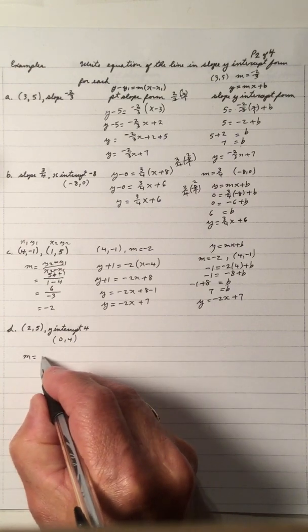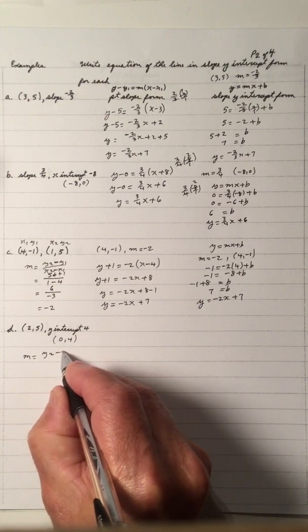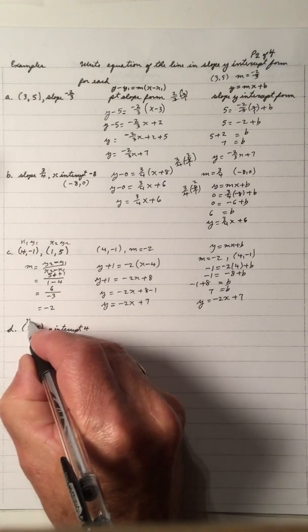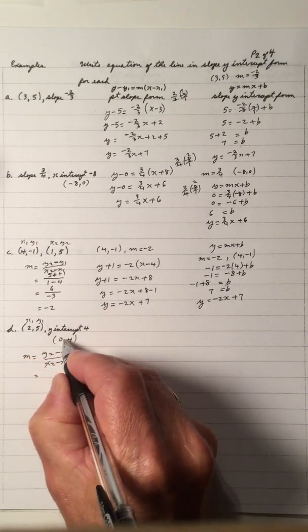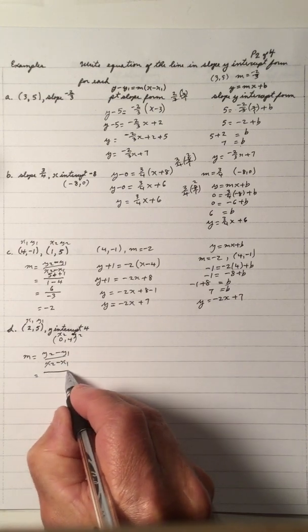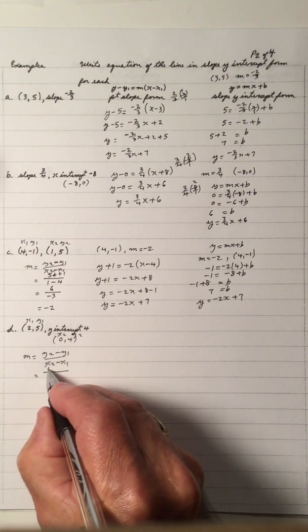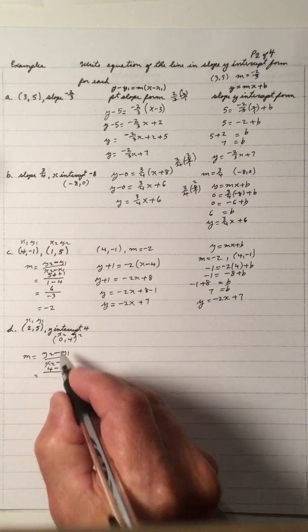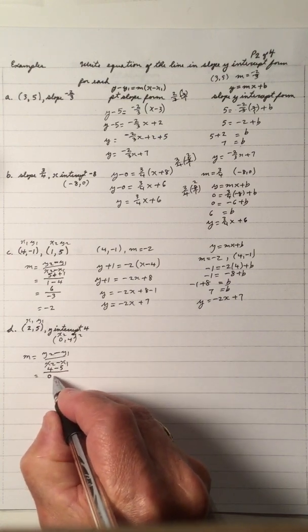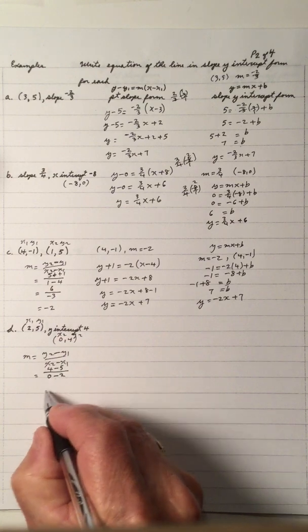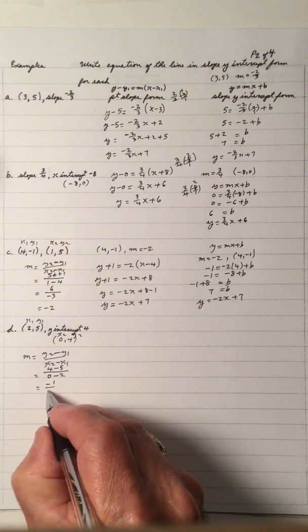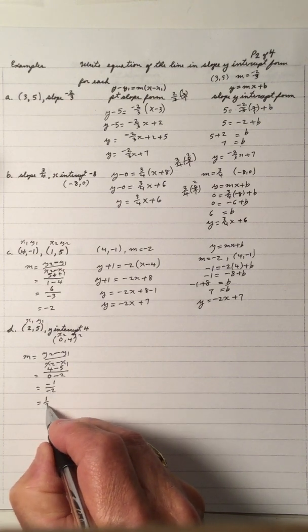So I find out the slope is y2 minus y1 over x2 minus x1, and that's an x1, y1, and this is x2, y2, and y2 is a 4, subtract 5, and x2 is 0, subtract 2, and you work that out, you get a negative 1 on top, you get a negative 2 on the bottom, so the slope becomes a half.